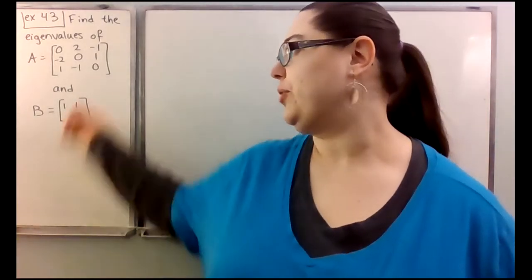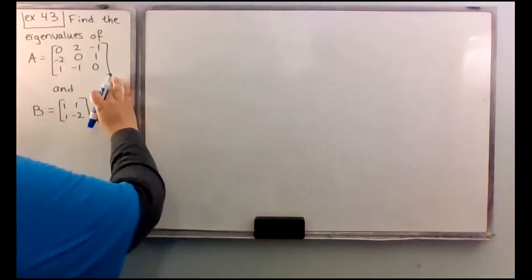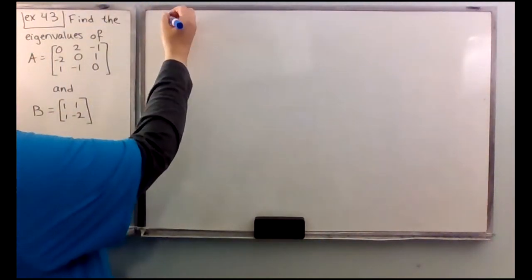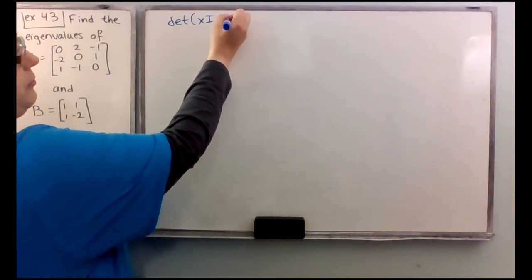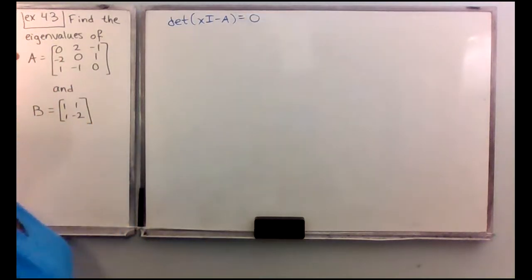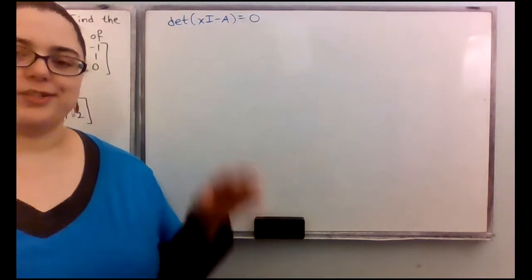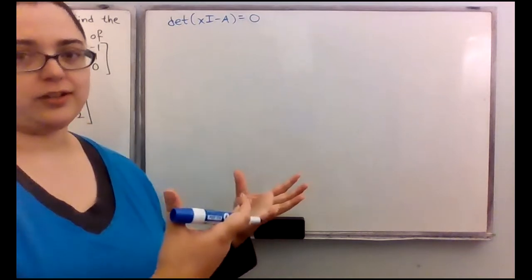So let's get the bigger one out of the way and see what we get. To find the eigenvalues, remember you need to find the determinant of xI minus A, and we're going to set that equal to 0. When we do this, we're going to do x minus each of the diagonal components and negate everything else.